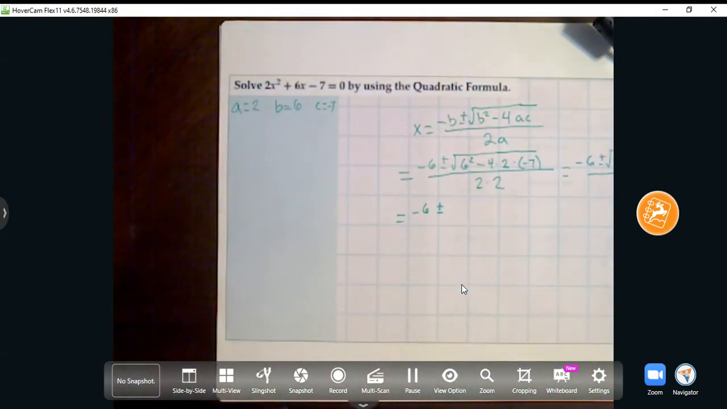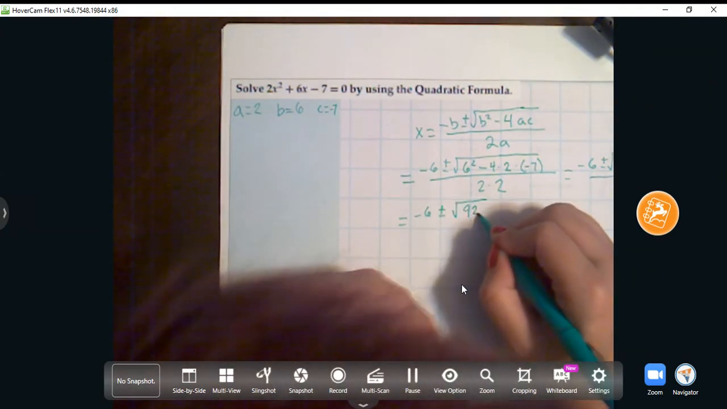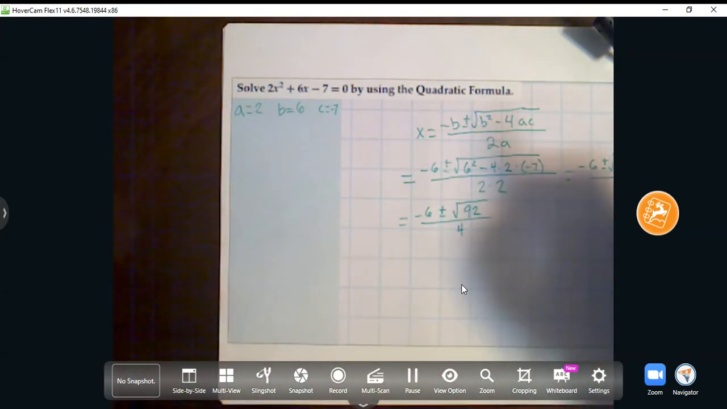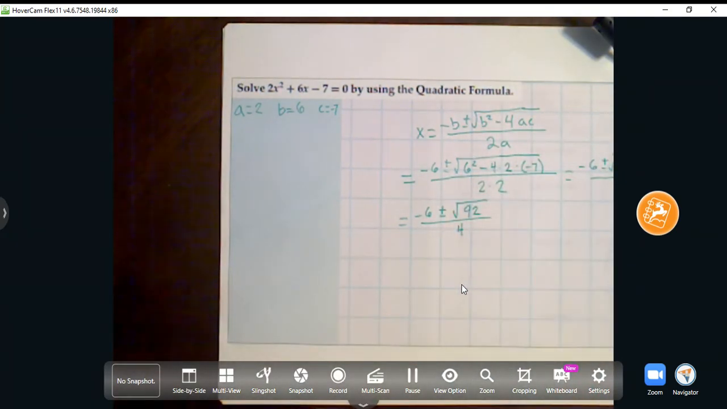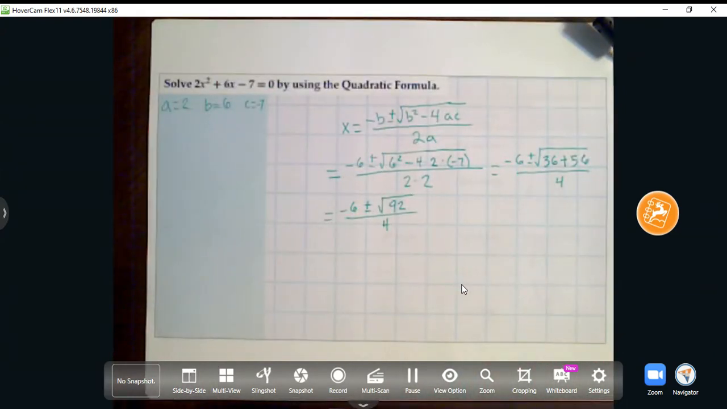So now underneath our radical, we have 56 plus 36, which is going to give us the square root of 92. So I got 92. 92 is not a perfect square. So now would be a good time for me to go back and check my work, make sure I didn't mess up anywhere.